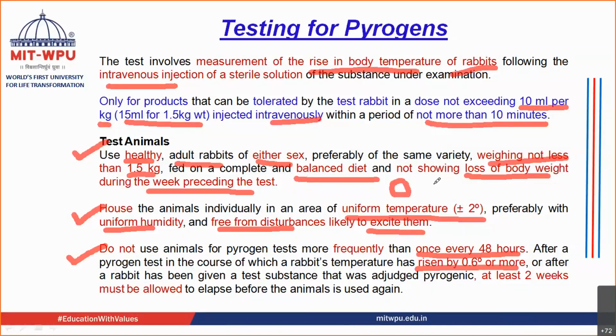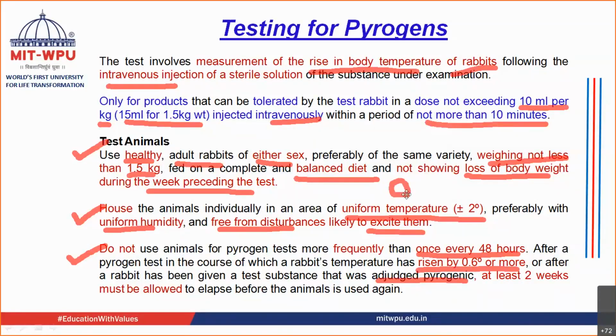The pyrogen test fails when the rise in body temperature of the rabbit is above 0.6 degree. Body temperature of this rabbit has risen by 0.6 degree. Therefore, the test has failed of pyrogen, and the product was found to be what? Pyrogenic. The product was said to be pyrogenic.